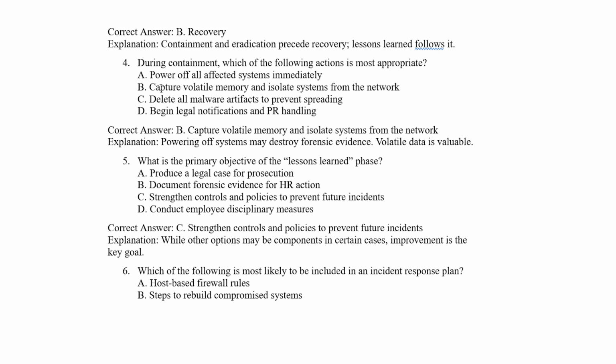Now, based on the option that is correct, capture volatile memory and isolate system from the network. I might not have spoken a lot about this, but there's something in incident response that is called order of volatility. Now, what does that mean? It means that when you're collecting security evidence, it is important to follow the order of volatility, especially when you're collecting something from a laptop or something like that.